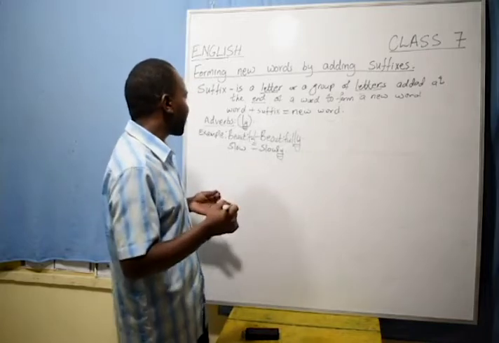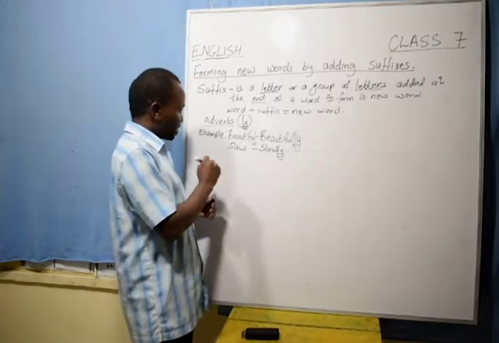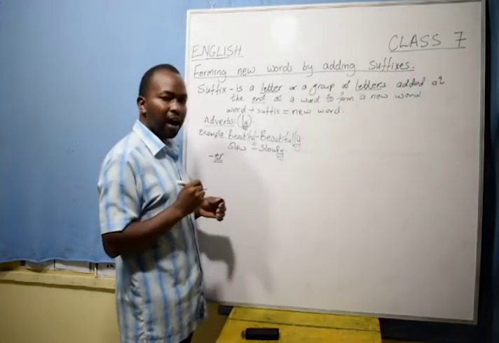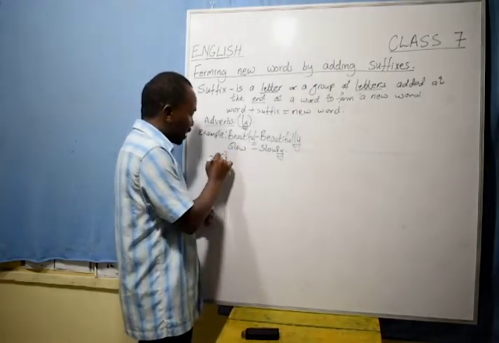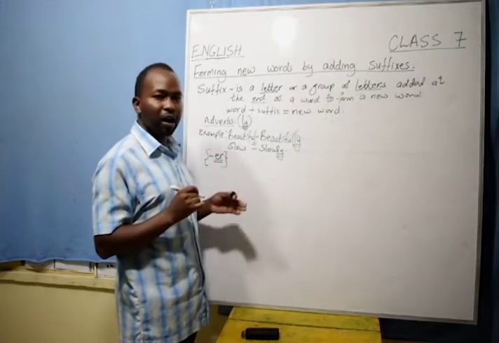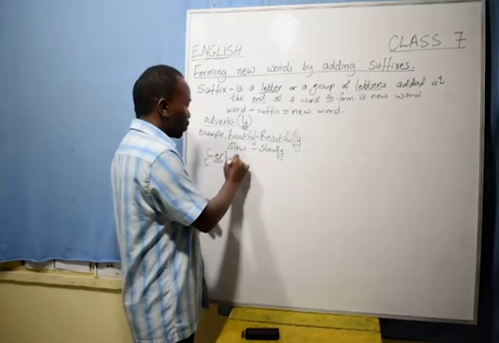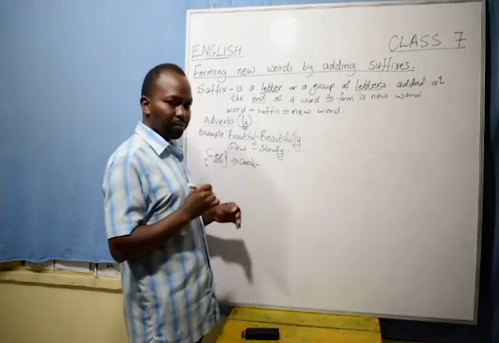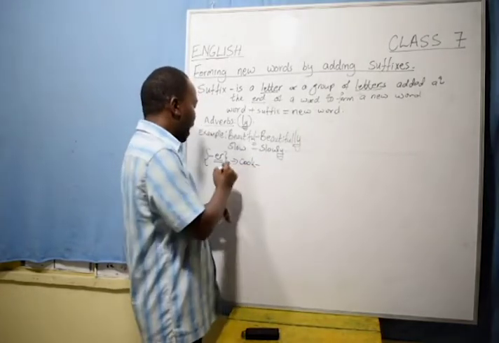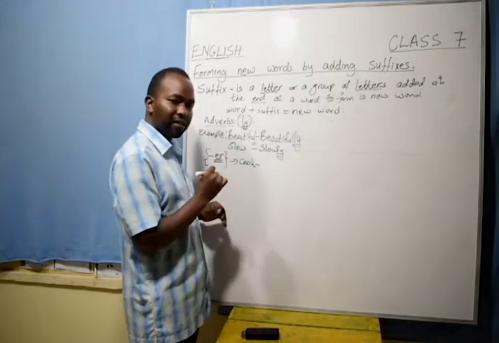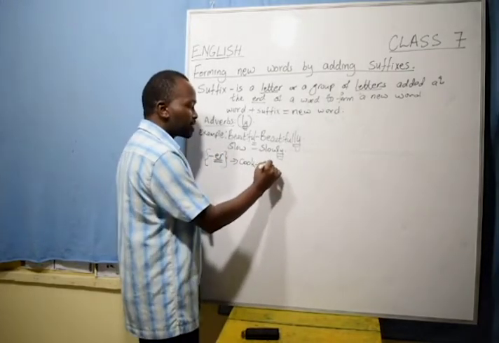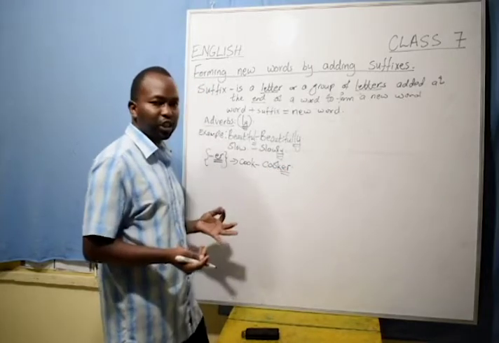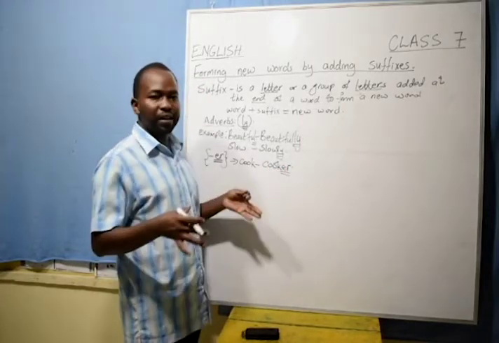Now we have other examples of suffixes. For example, you have suffix er. You add it to a word and then you form a new word. For example, we can have the word cook. The word cook is a verb. From it we can form a noun by adding er. And the new word is cooker. And of course, the cooker is a machine that is used to prepare meals.